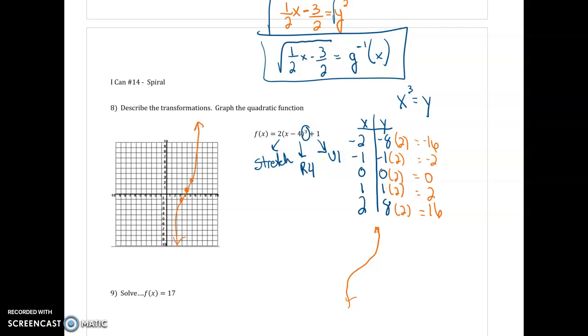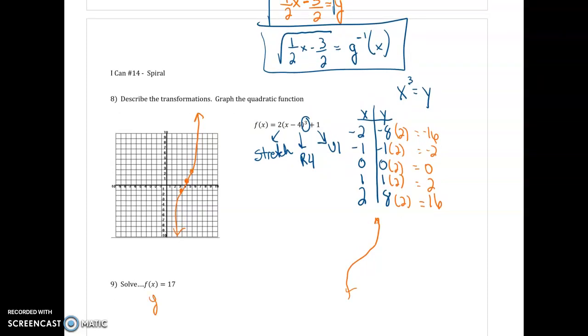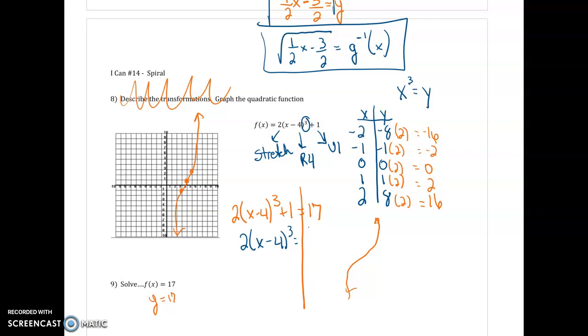All right, last question. We are going to solve for f of x equals 17. This is the same as y is 17, which is way up here above the graph. So instead what I'm going to do is set my equation equal to 17 and start solving. Because this is just one type of x, I'm just going to get x alone. So the first thing I'm going to do is subtract my 1, which gives me 16. The next thing is I'm going to divide by 2, which gives me 8.